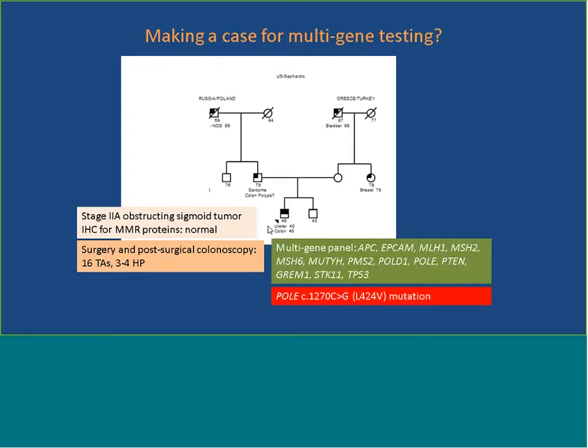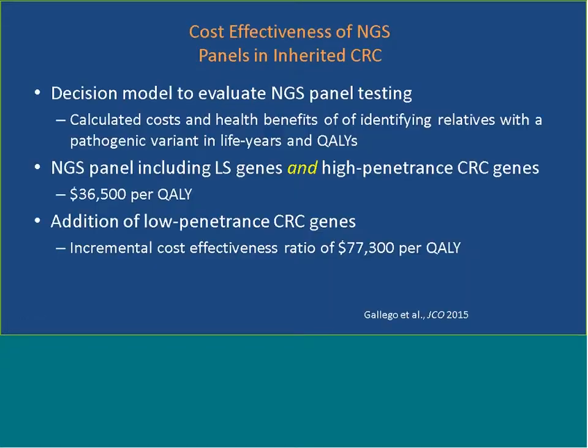And so we did a multi-gene panel, mostly including genes associated with colorectal cancer, and found the POLE mutation. This is one of the hotspot mutations explaining his family history. I don't think POLE would have been my number one choice, so with sequential testing, this would have taken a while to figure out. So in terms of cost effectiveness, there are not that many studies on this.